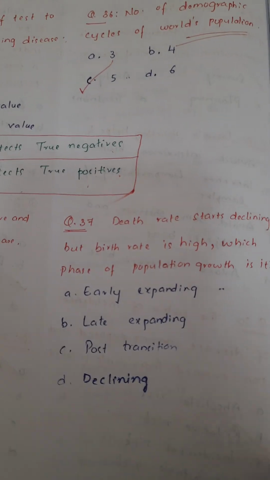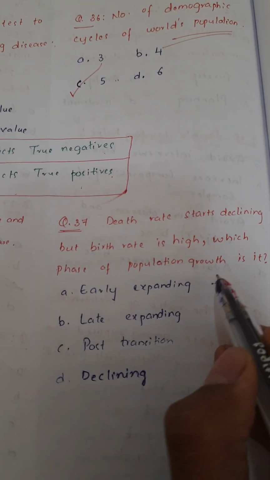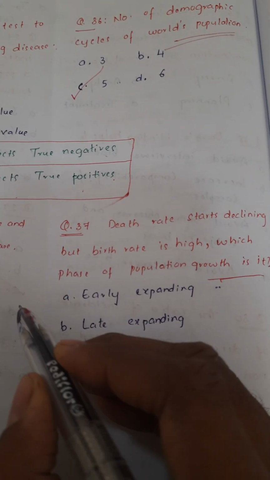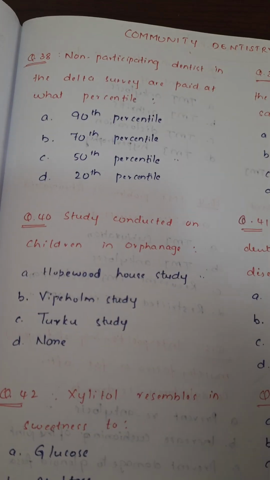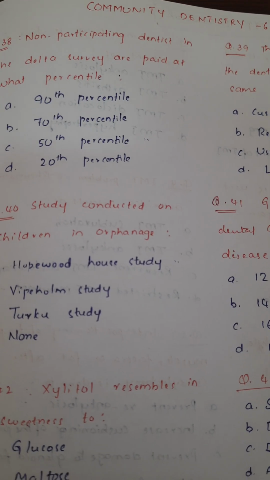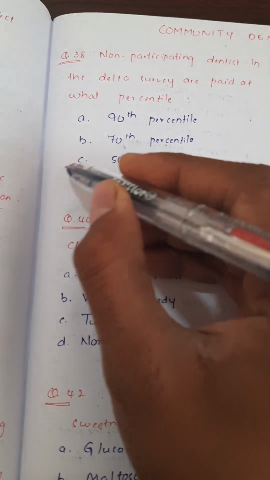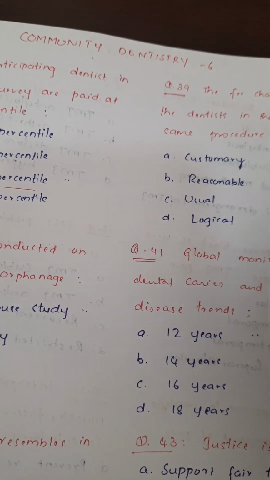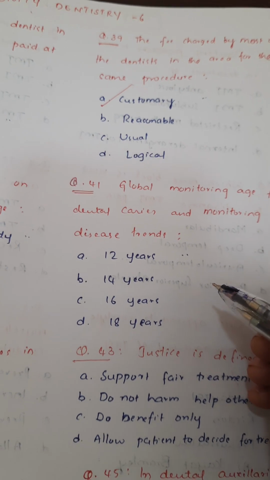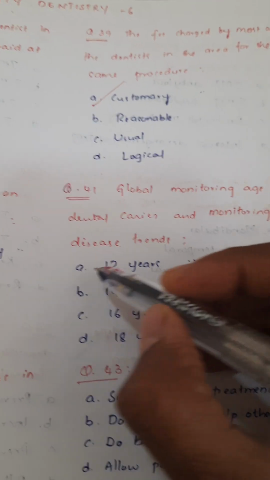Death rate starts declining but birth rate is high. Which phase of population growth it is known as? It is early expanding type. Non-participating dentists in the Delta survey are paid at what percentile? For non-participating dentists, it's 50th percentile. The fee charged by most of the dentists in the area for the same procedure is customary. Global monitoring age for dental caries and monitoring disease trends is 12 years.